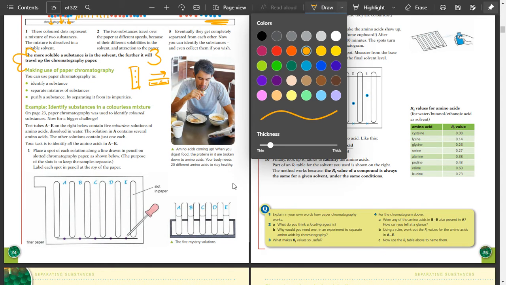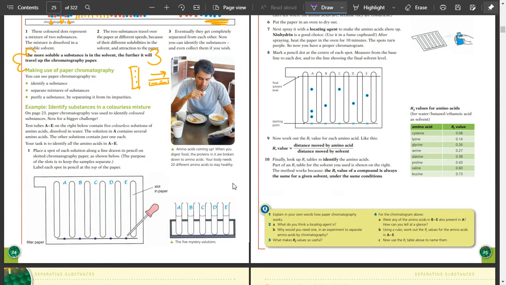Cambridge actually want you to identify substances in a colourless mixture. So you basically need to have something that brings those substances into a way in which we can actually see them. So there's two different ways of doing it. You can actually spray it with something called a locating agent, and one example is called ninhydrin. So that would actually show up the spot, so you can actually see something that was invisible before and is now actually turning visible.